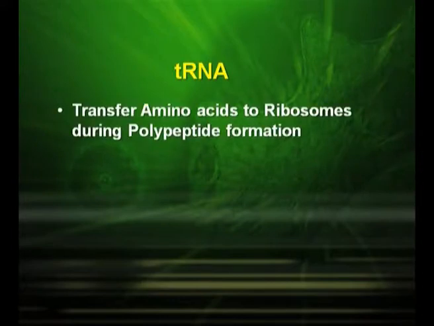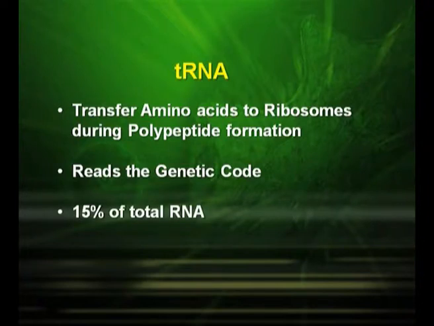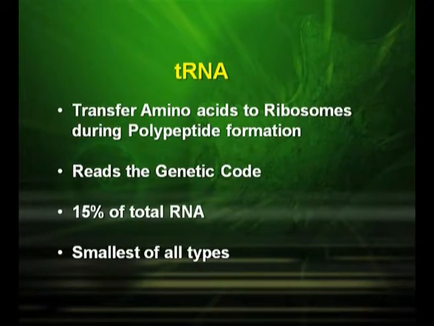The next type of RNA is tRNA, generally called transfer RNA. As the name indicates, it transfers amino acids to ribosomes during polypeptide formation. It could read the genetic code. It makes 15% of the total RNA and it is the smallest of all types.